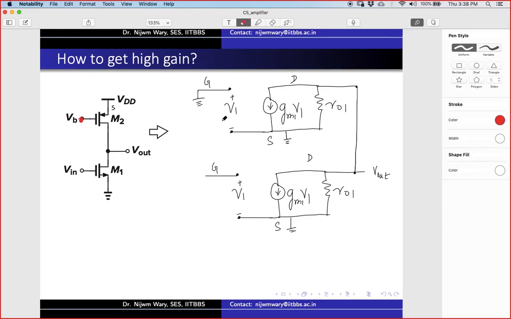Okay. So now, because V1 is 0 here, this will be 0, right? No current will be flowing because there is no potential difference. This is also grounded, this is also grounded. So only this arrow will come into picture, and this arrow 2 will be in parallel with this arrow 1. Sorry, this is arrow 2 and GM2.